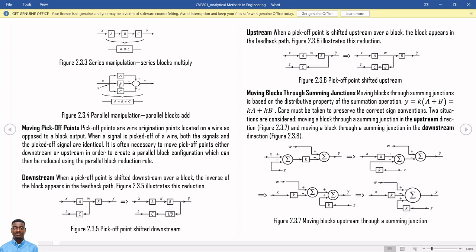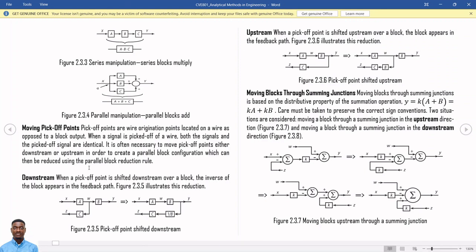So if you look at these blocks in parallel, you can see that X here is a signal flowing into B, and the pickup point here goes to A, the pickup point here goes to C. That makes these blocks in parallel because the same signal, which is X, will flow into all of these blocks. So that is what we call a pickup point. So for pickup point manipulation, we can have what we call the downstream manipulation or the upstream manipulation.